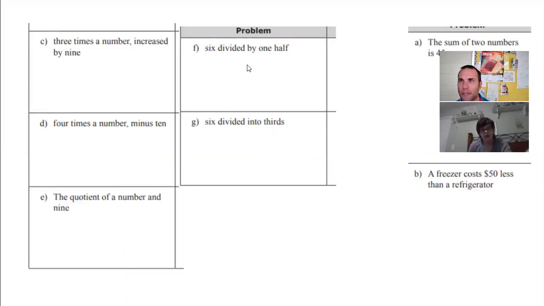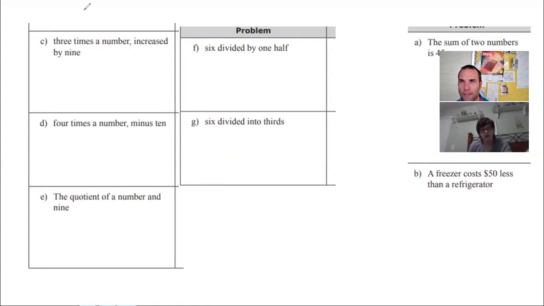All right, so I'm going to go over some basic ones real quick. The instructions here would be to write a math sentence. And a math sentence is with the symbols, right? So 3 times the number increased by 9, so it's multiplied. You can write it like that.